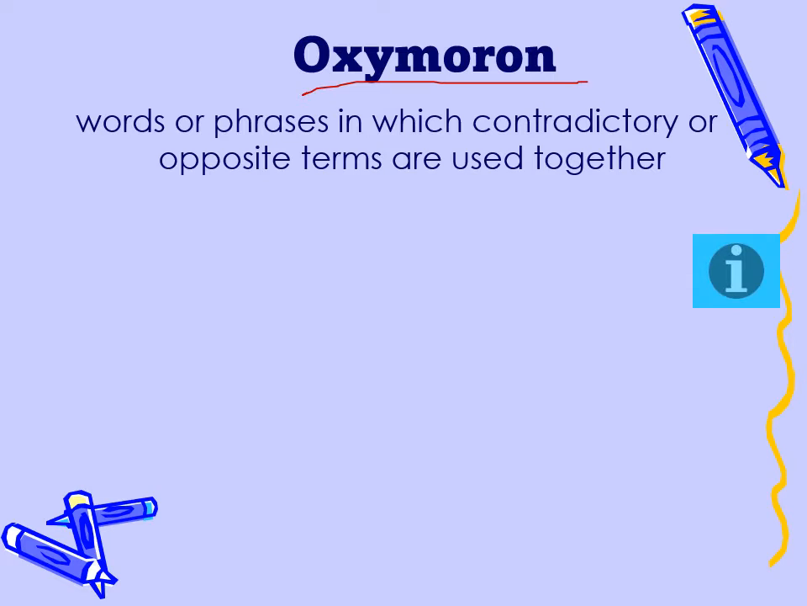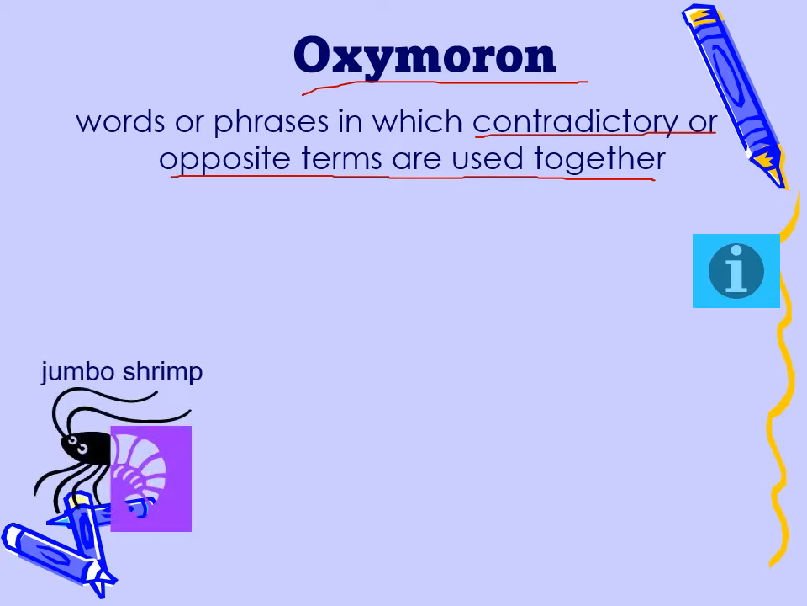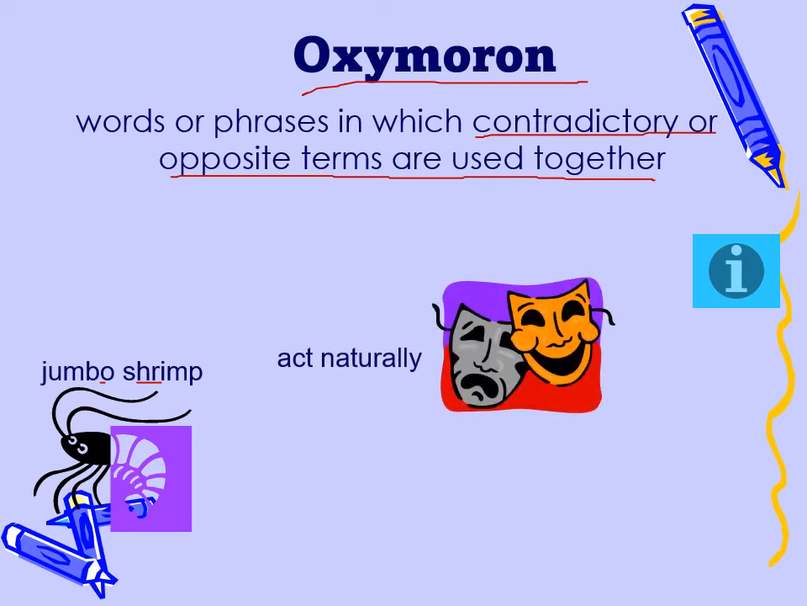Now let's proceed to oxymoron. These are words or phrases in which contradictory or opposite terms are used together. For example, you say jumbo shrimp. Jumbo is big, shrimp is small, but these are opposite terms that are used together. So jumbo shrimp. Next, act naturally. If you analyze it, the words are really opposite to each other. Acting is of course not natural and naturally is not acting, but we can understand what this means, right? To act naturally.